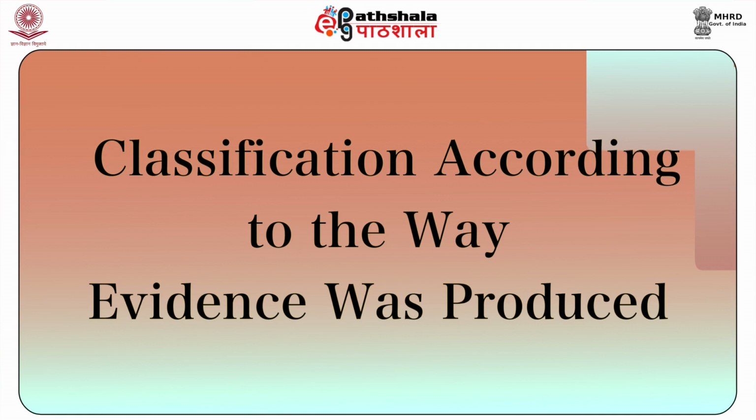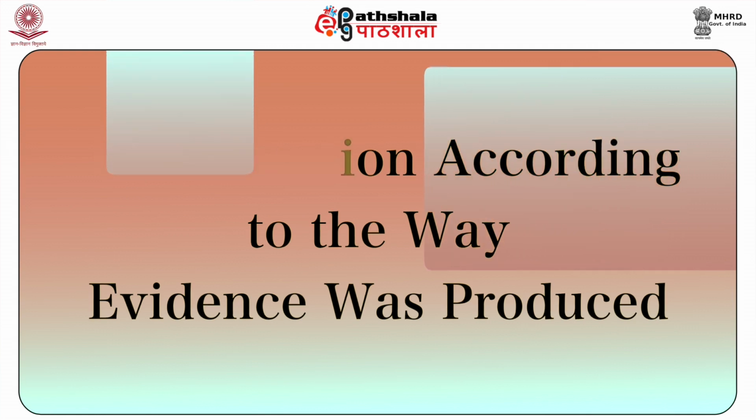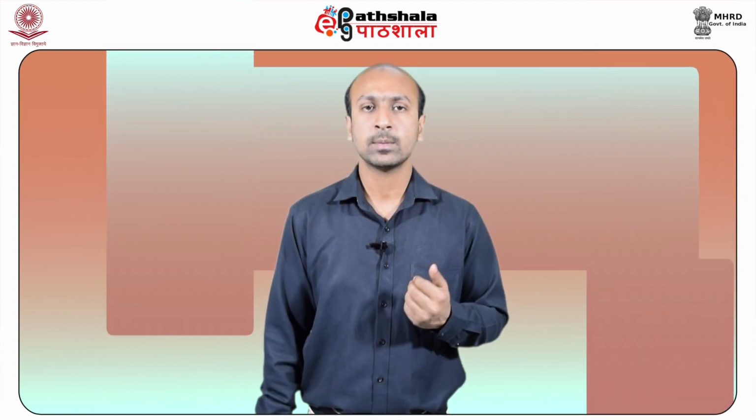Now, the classification according to the way evidence was produced. In this system of classification, the evidence is classified according to how it relates to the act under investigation. An important thought here is the way the individuals involved in the crime have interacted with the environment and with each other, and the type of evidence produced during these interactions.